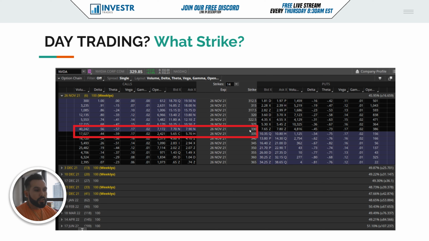What we're looking at here, these two strikes are the best. Why? Because we have that 0.44 and 0.56, which falls in the criteria, and these are going to be the best for day trading. Remember, same week expiry, Monday to Wednesday, next week expiry on Thursday, and lottos on Friday.